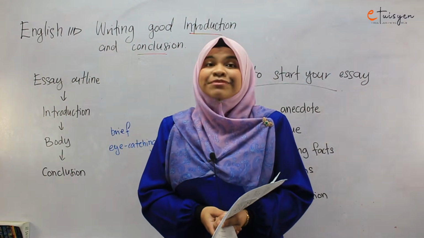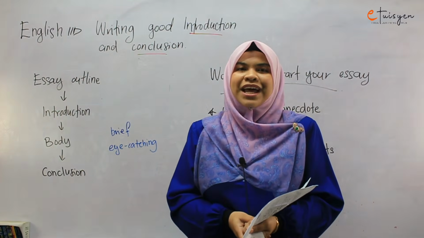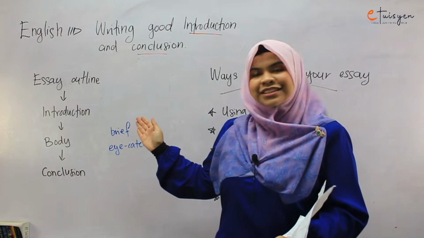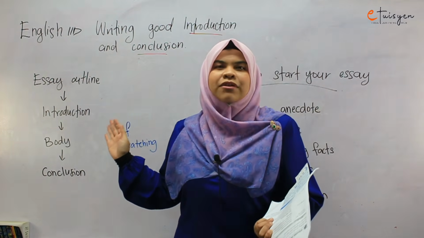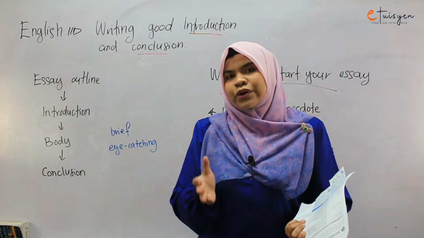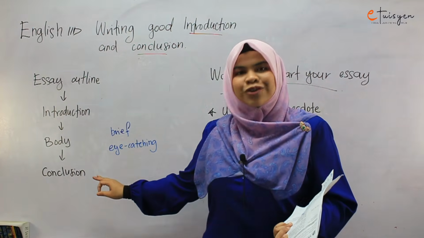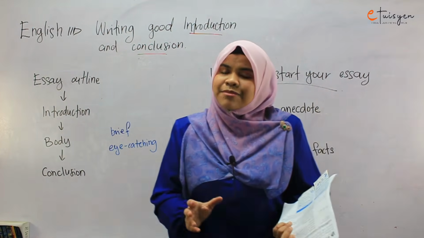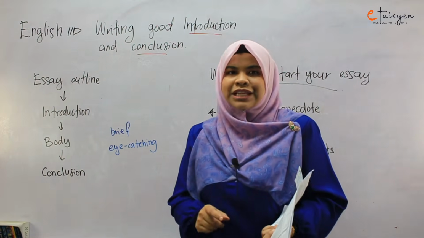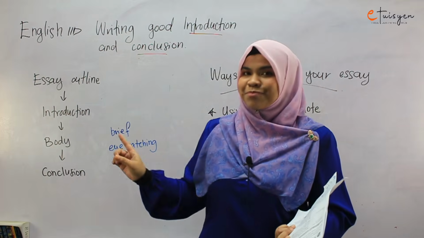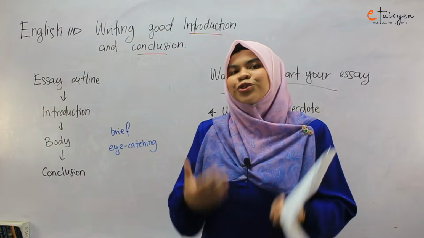Alright, let's get started. As you can see on the whiteboard, for a proper essay outline, you will start with a good introduction, and afterwards you'll follow with the body, which has 2 to 3 paragraphs, depending on how many points you want to put inside your essay, and then you conclude it with a good conclusion. So what do I mean by a good introduction and good conclusion? Remember, that's the objective for today, not the body. The body is in another video.